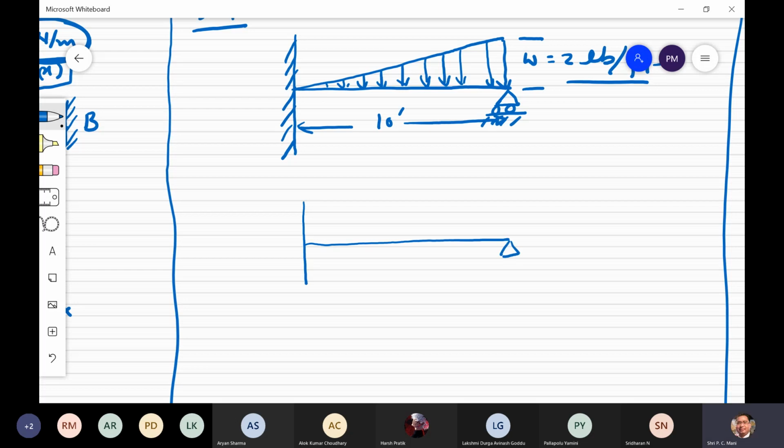It will be 1 by 2 into 10 into 2. Okay, so it will be 10 lb, and where will it act? At the CG.